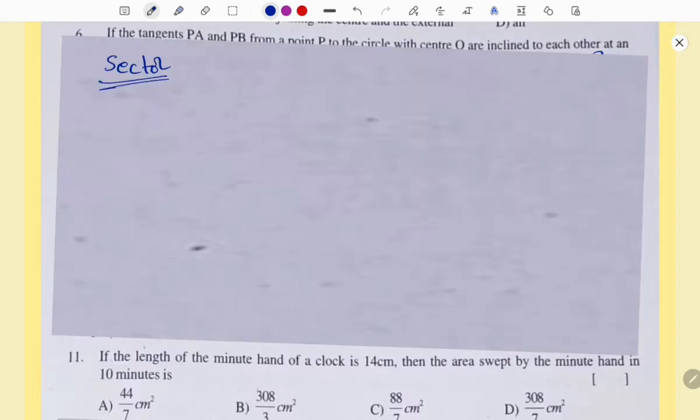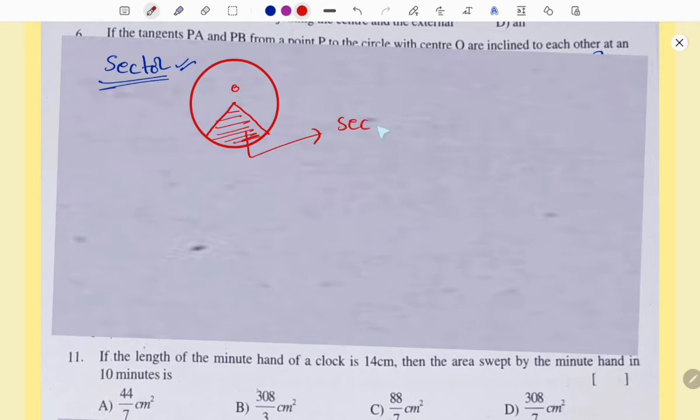Okay? So now let us discuss the sector. Suppose this is a circle having the center, which I can take as O. Now I cut a part of the circle like this. This shaded part is called the sector. Keep it in your mind.